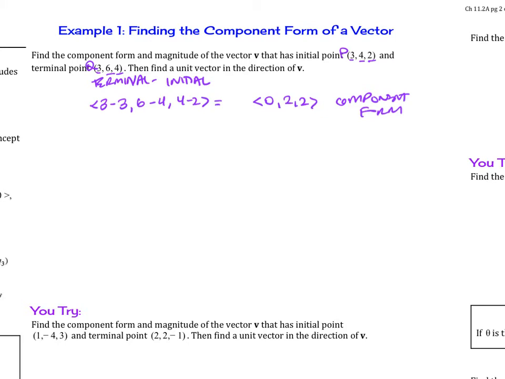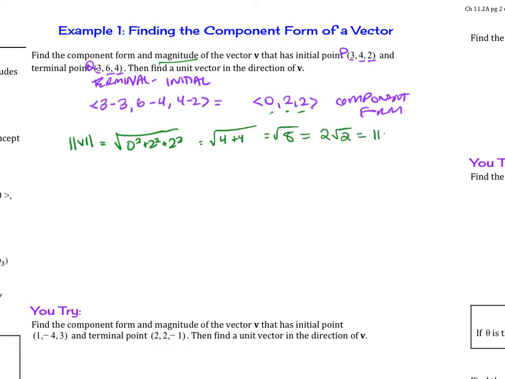Now let's find the magnitude, right? We're looking for a couple of things. So the magnitude of v is the square root of these values here. So it's the square root of 0 squared plus 2 squared plus 2 squared. And so that equals the square root of 4 plus 4, which is the square root of 8, or 2 root 2.